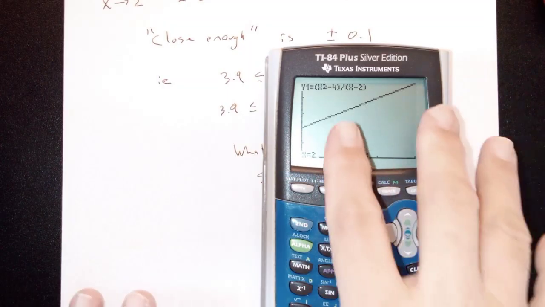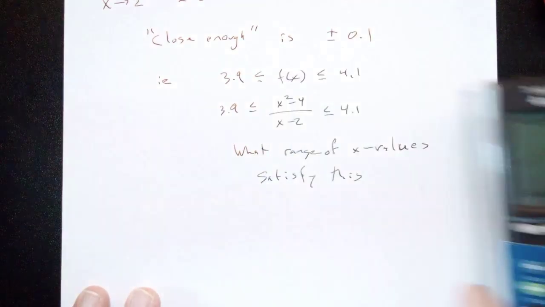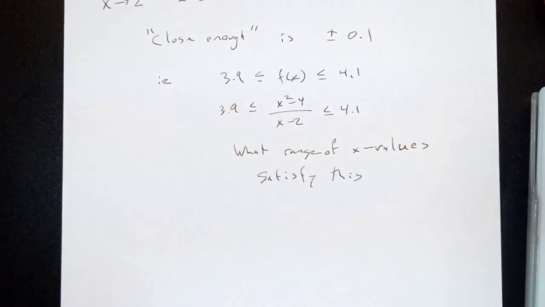But I don't just care about this function. I care about the numbers 3.9 and 4.1 as well. Let's graph those. Graph of a constant, y equals 3.9. What's that look like? Y equals the horizontal line. 4.1 is going to be another horizontal line, slightly higher, right? So I'm going to create a strip.